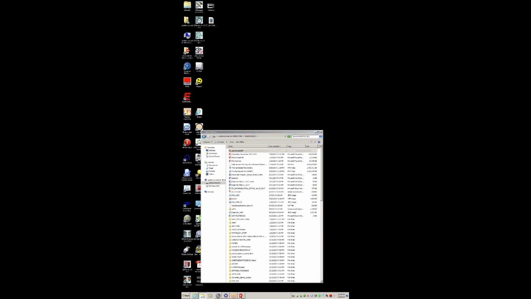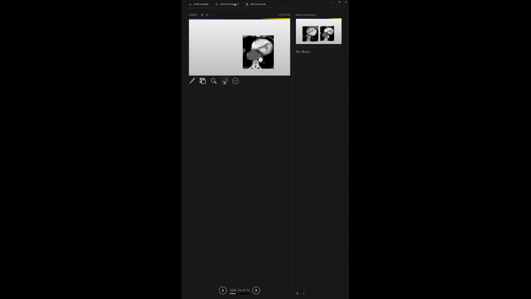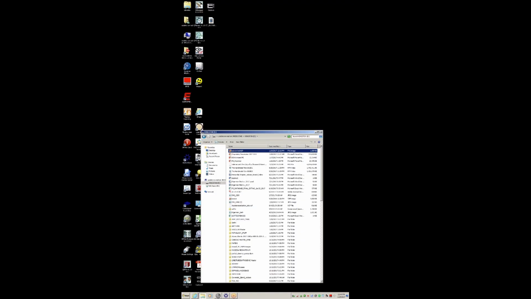So that was one. And then here, Travis, is that case real quick from one of my lectures, showing this esophageal duplication cyst. And then the patient came back a few months later with severe chest pain, and it hemorrhaged, and the hemorrhage extended all up and down the entire esophagus. Wow. Anyways, I'll try to find the DICOMs for that and send it along.